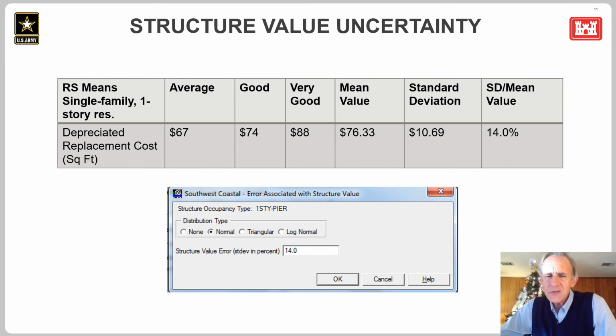And then what the model asks you for is structure value error. And the way it wants it is the standard deviation divided by the mean value. So in this case, it's the $10.69 divided by the $76.33, and that gives you approximately 14%. And that goes into your structure value uncertainty. So again, it's not just one value. There's some uncertainty based on the methods that are used. And so these are ways in which to estimate your structure value uncertainty.